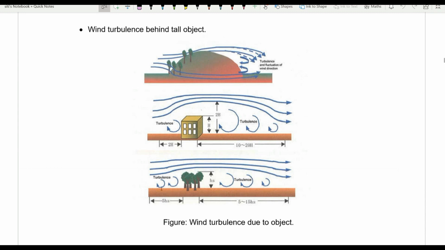So this turbulence also occurs here, before the forest and after the forest. So it's recommended to install the wind energy generation system at a distance of more than 15 H, which is greater than 5 to 16 times the height of the tree, or 5 meters apart before the tree.